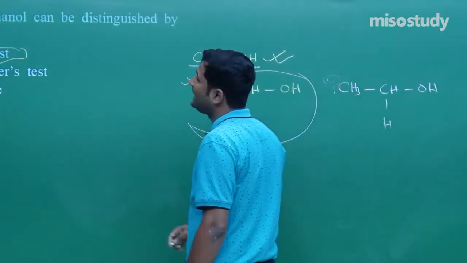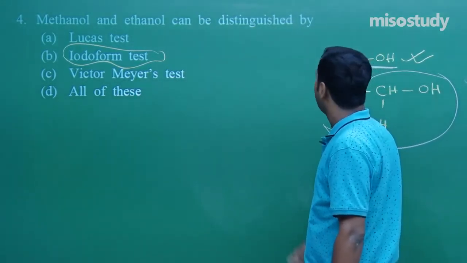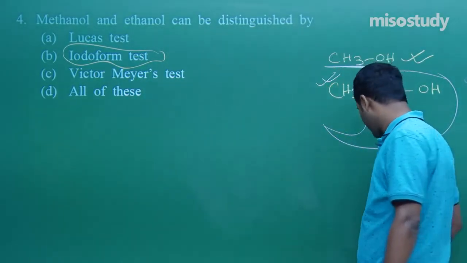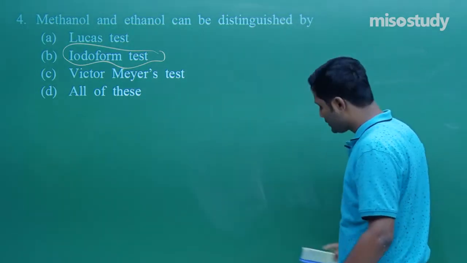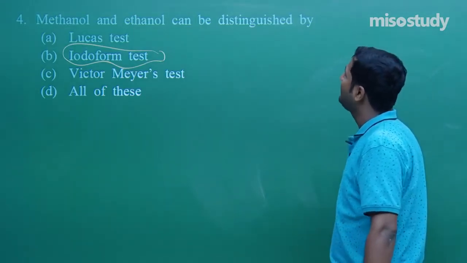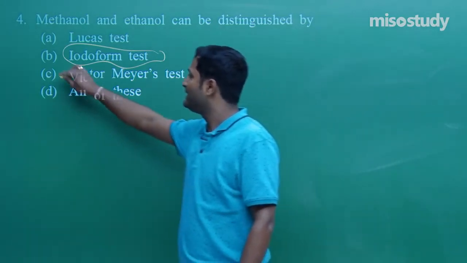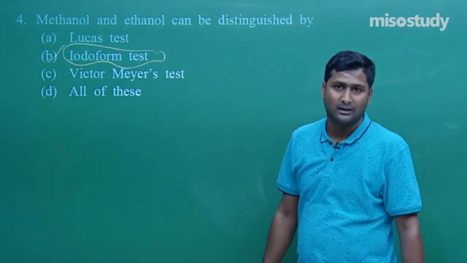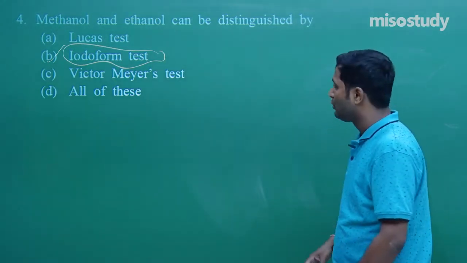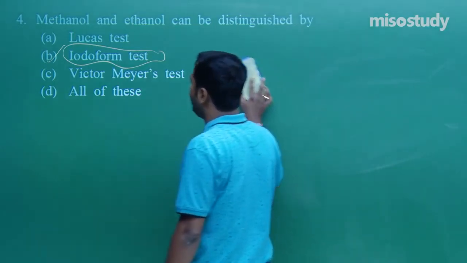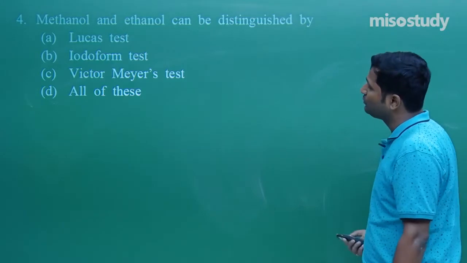Due to this reason, ethyl alcohol performs the iodoform test, but methyl alcohol does not perform the iodoform test. So for this question, the test that can distinguish methanol and ethanol is the iodoform test, and B is the correct option. Clear? The iodoform test depends upon the linkage. I have discussed everything during my lecture session. Now let's move to the next one.